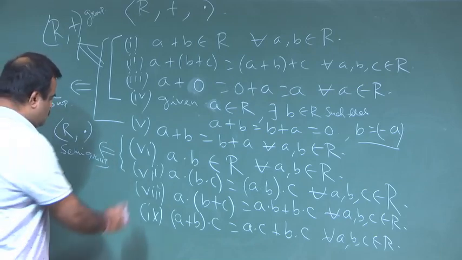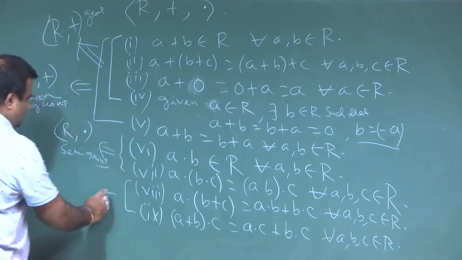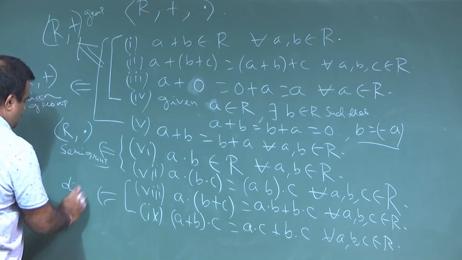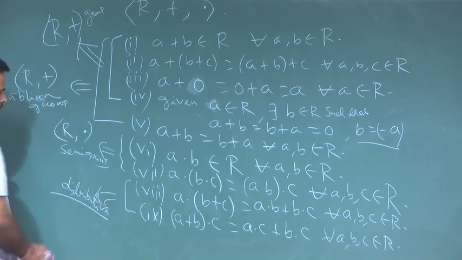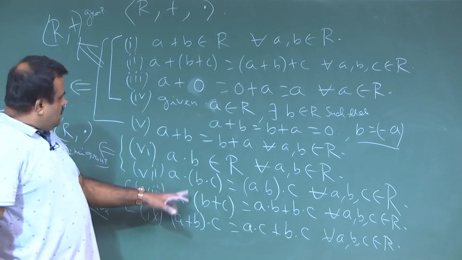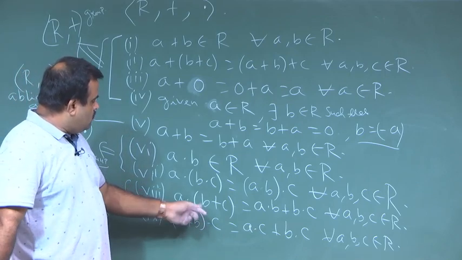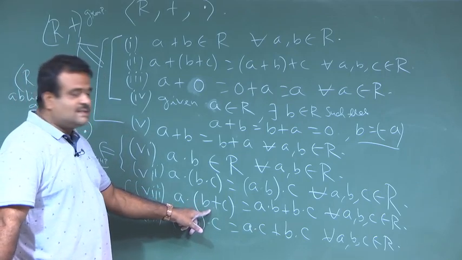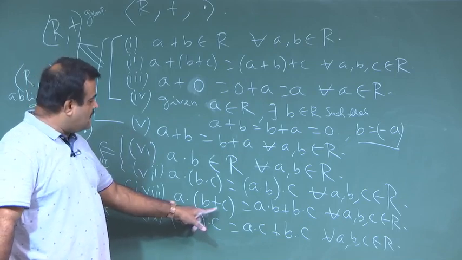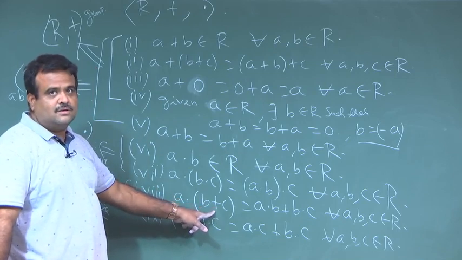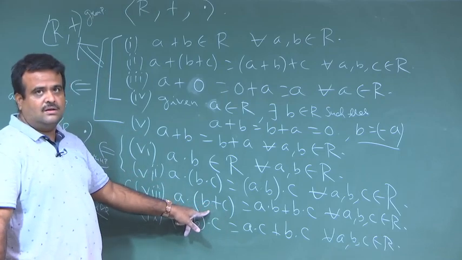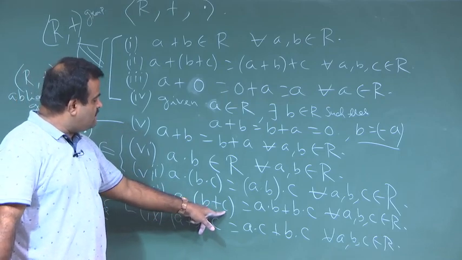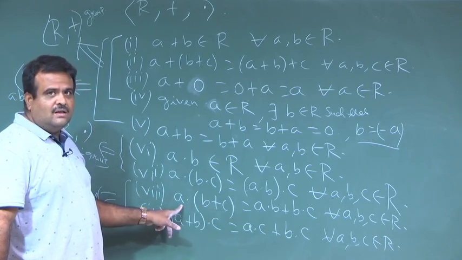Okay. So, these two are basically telling us the distributive law. This is dealing with both the operators. Now if we do B plus C, B is in R, C is in R, and plus is closed. So, B plus C will be an element in R.